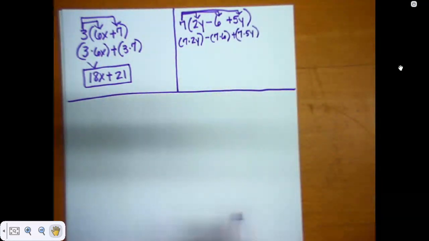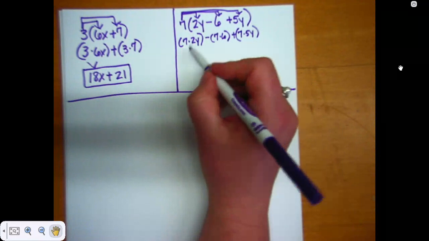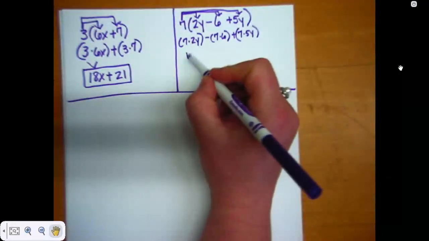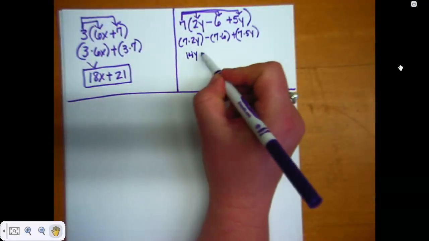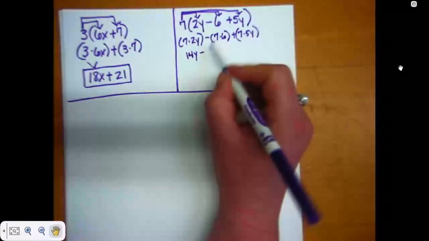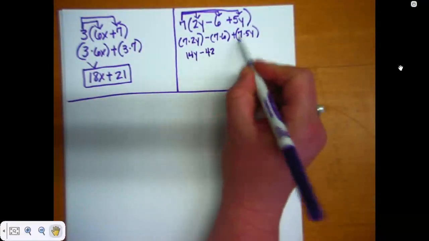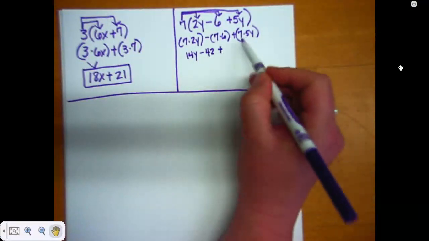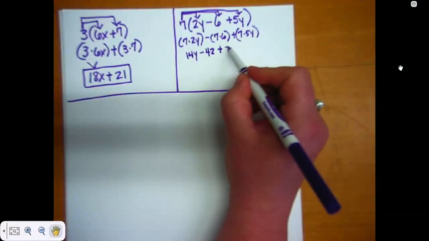Okay, so now I can multiply each set. 7 times 2y is 14y. Bring down my minus sign. 7 times 6 is 42. Bring down my plus sign. And 7 times 5y is 35y.